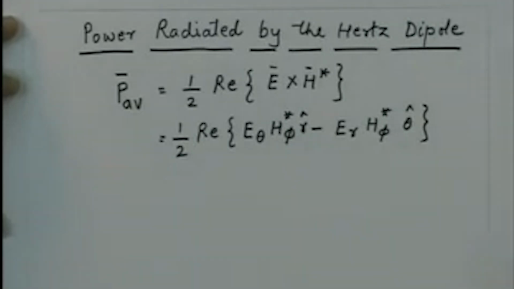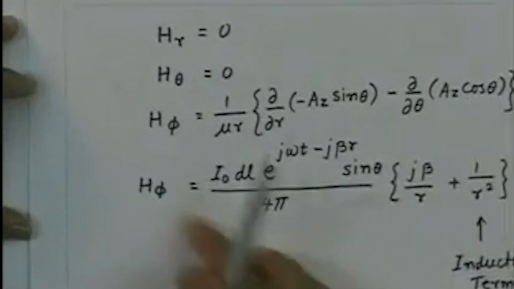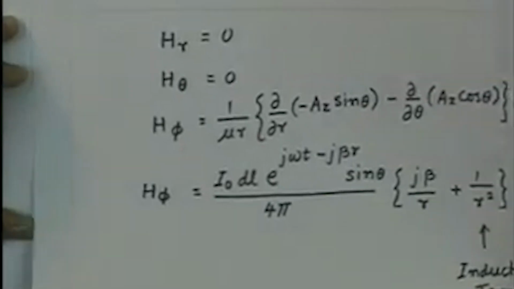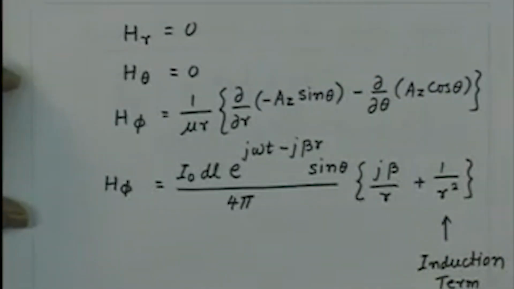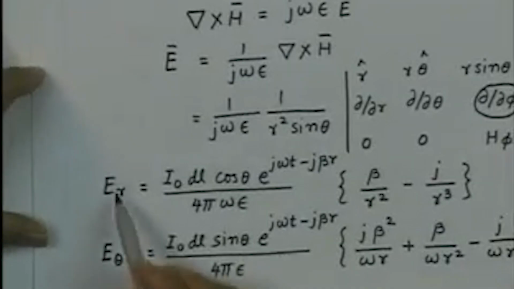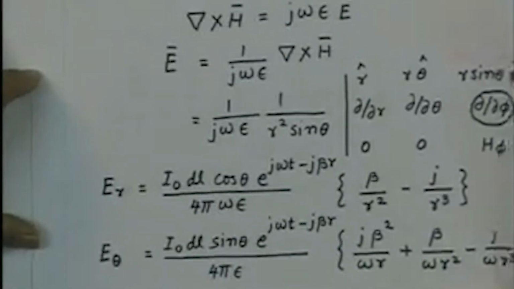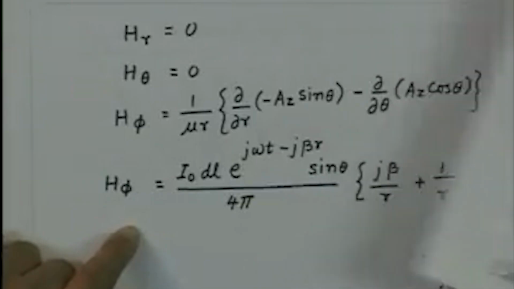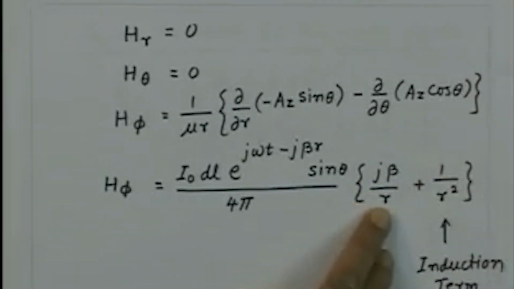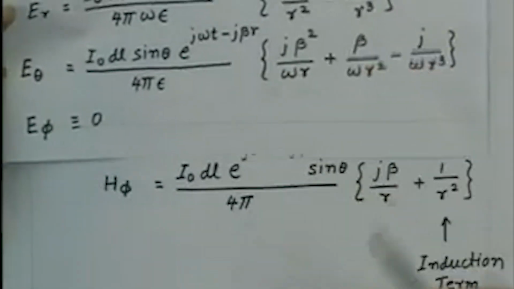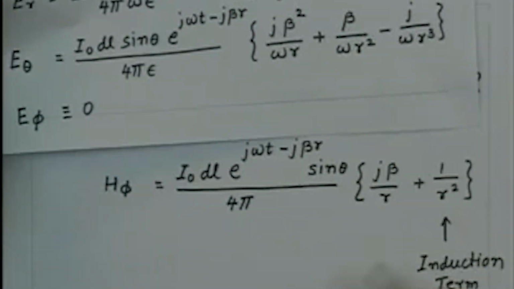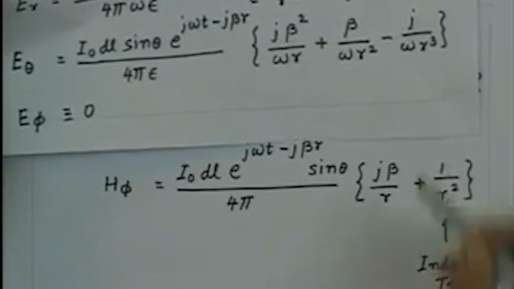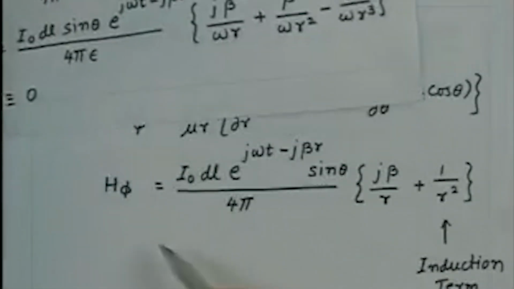Now, one can show that if I take this electric and magnetic field expressions and I look at these fields which I have here, the E r and H phi, you have here j beta upon r term for H phi, whereas you have beta upon r square term here. Similarly, we have 1 over r square term here, and this term is multiplied by j. So, essentially there is a 90-degree phase difference between E r and H phi.